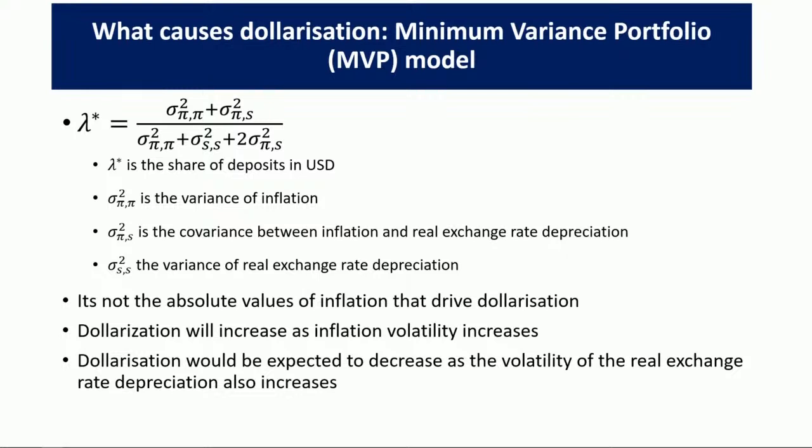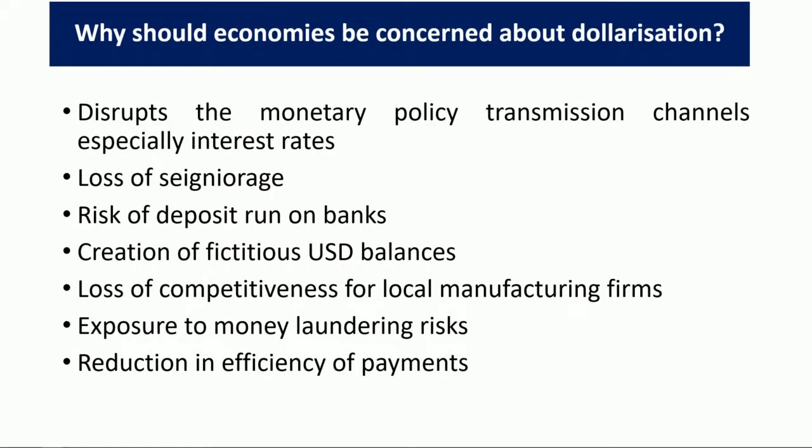But what is it saying here in this slide? It's saying it's not the absolute value of inflation that drives dollarization. By the way, when I say inflation, I'm talking about inflation of the Zimbabwe dollar. I'm not talking about blended, whether arithmetic or geometric. I'm talking about actual Zimbabwe dollar inflation. So it's not the absolute value of that inflation, but it's the volatility in that. You see the other variable there, variance of the real exchange rate depreciation, is in the denominator. So it's also saying dollarization would expect to decrease as the volatility of the real exchange rate depreciation increases. This one I'm not trying to explain, because to me it sounds a little bit counter to what I would expect. But I'm sure those in the financial sector can easily explain it for you.